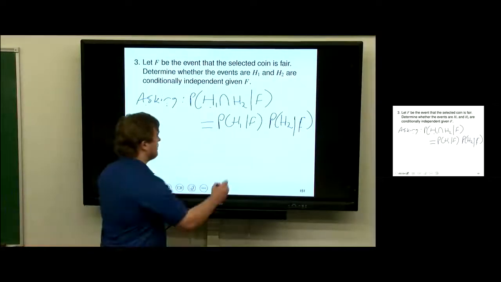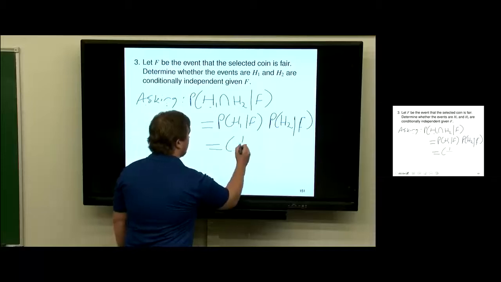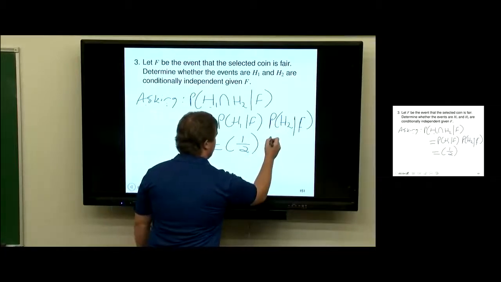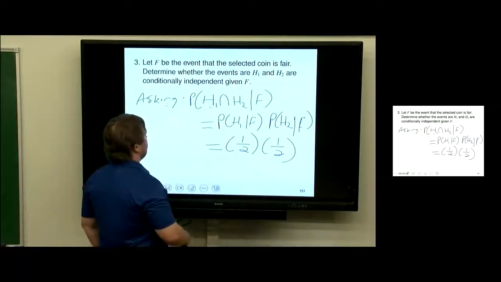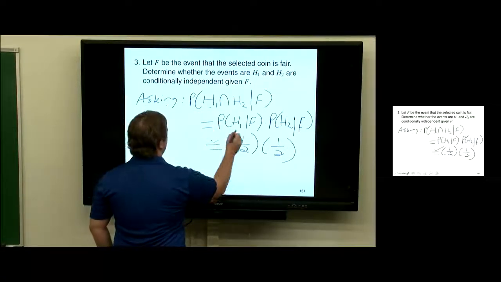Yes. Same thing for H2 given F. The probability of H2 given F is 1/2. And so, yes.